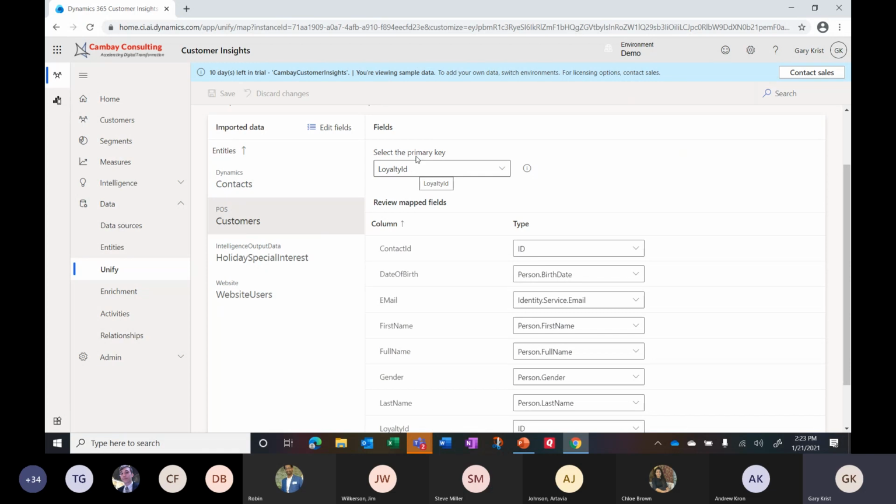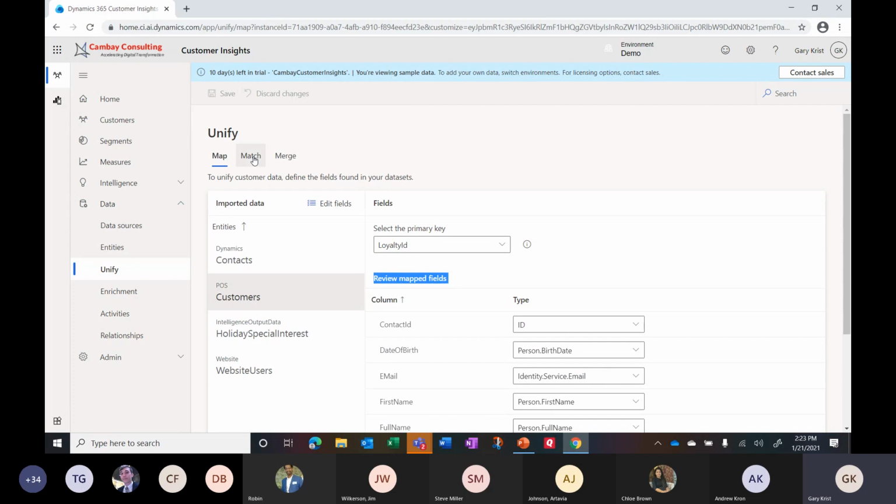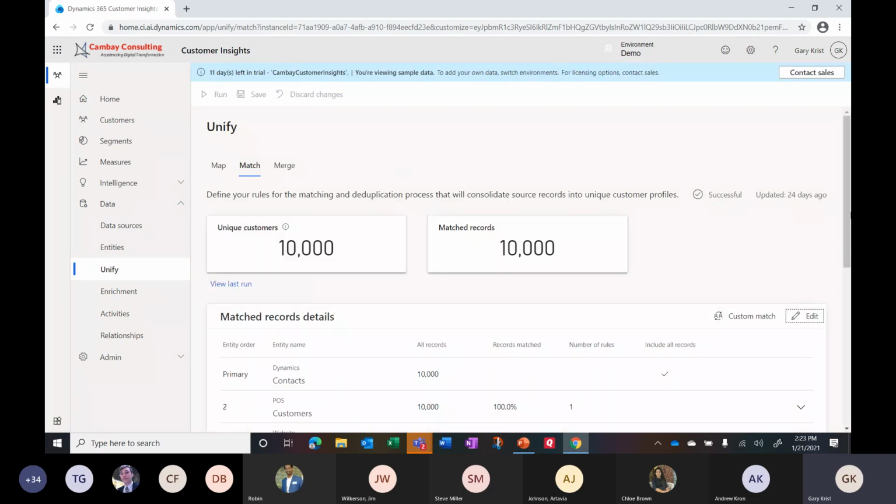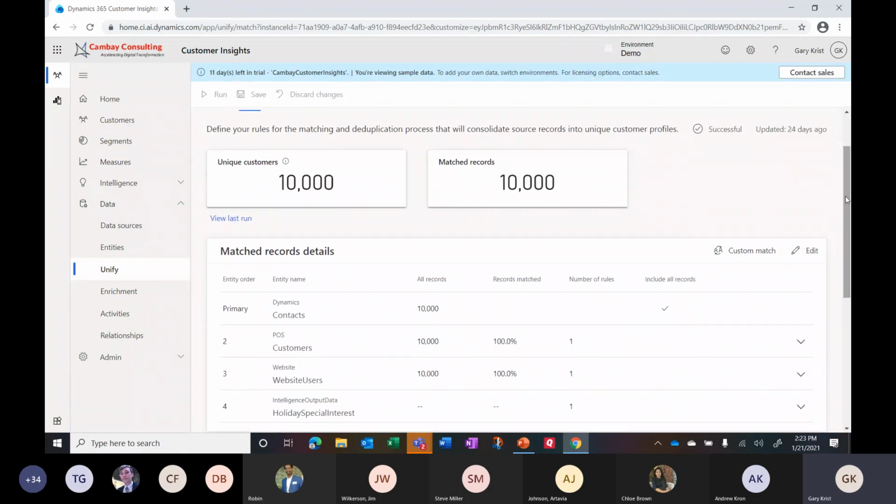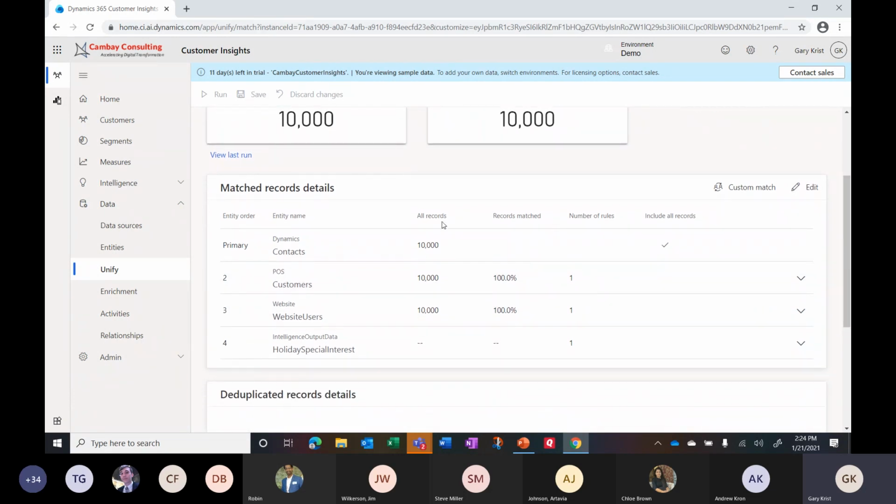So this is our match field here to determine which contacts and customers actually blend together. And we'll go and we'll show that here. As we look at our match section, you can see we have 10,000 unique records, and we've matched them with 10,000 records from the customer point of sale system. Here it gives us statistics on what our match rate is, and we also have the ability to build the rules on what denotes our match.